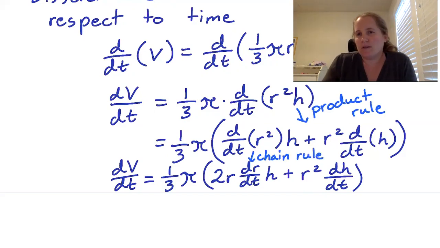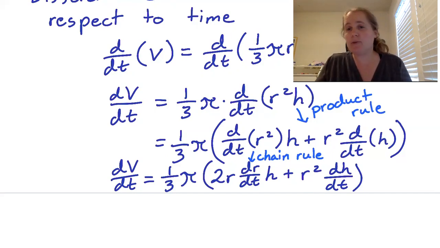So this is sort of an intro to how we can go about finding these equations that relate rates. It starts off with just the equation that relates the initial variables, and then taking the derivative implicitly with respect to time allows us to relate rates.